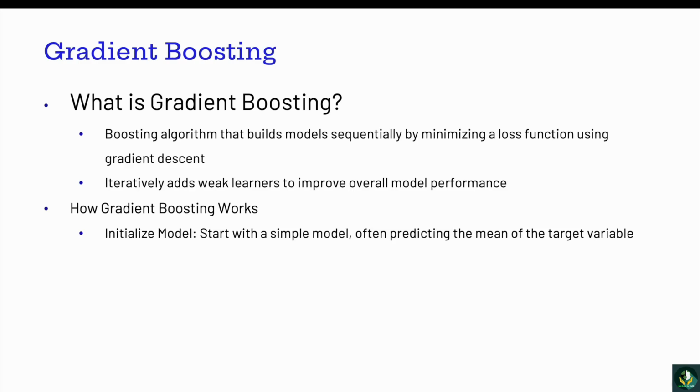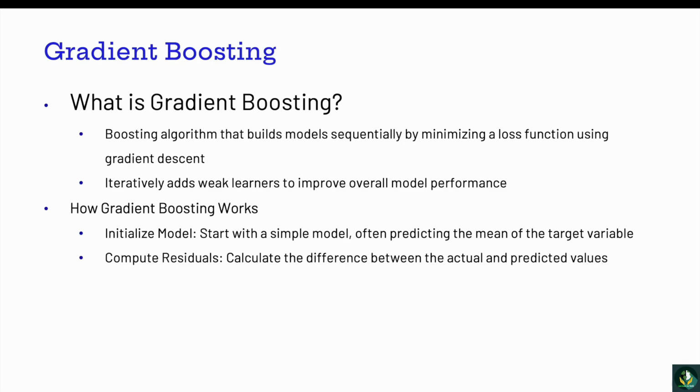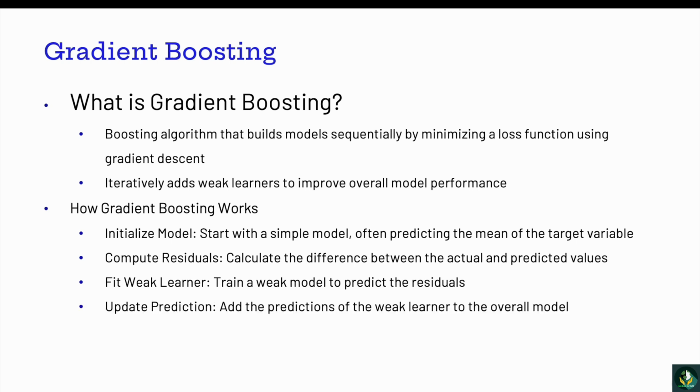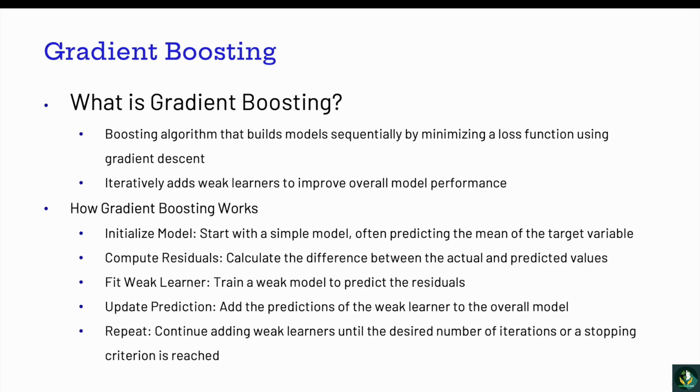First, you initialize the model. You start with a simple model, often predicting the mean of the target variable. Then you compute the residuals. Calculate the difference, the residual, between the actual and predicted values. Next, fit the weak learner. Train a weak model, for example a shallow decision tree, to predict the residuals. Next, you update the prediction. You add the predictions of the weak learner to the overall model. Then repeat. Continue adding weak learners until the desired number of iterations or a stopping criteria is reached.